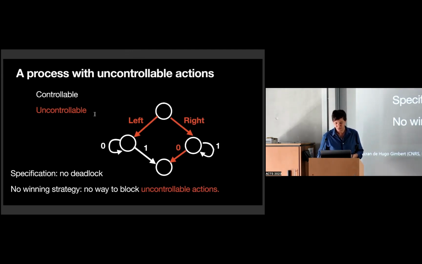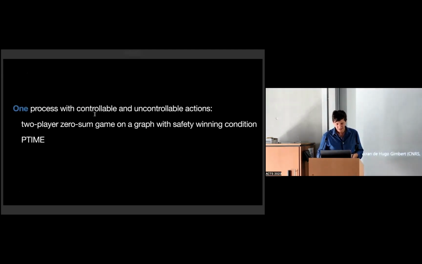So 3 examples already. As long as you stick to one process, this is not very distributed for the moment, with controllable and uncontrollable actions, there is an analogy: it's almost the same as 2-player zero-sum games on graphs, finite graphs, with safety winning conditions. Okay, so this is from the games on graphs community.